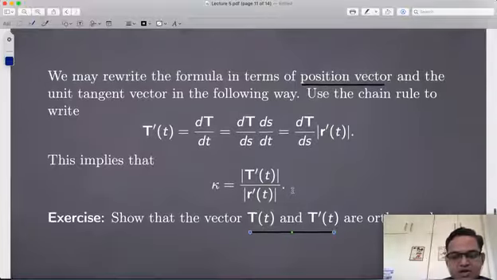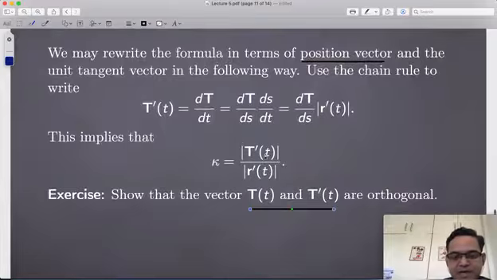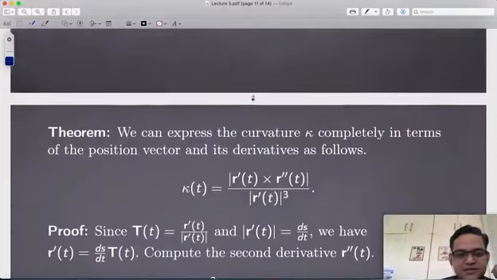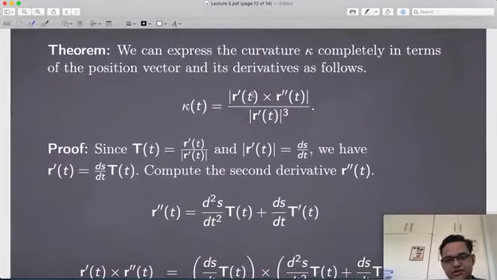Now we will try to write down this T prime also in terms of r. Let us see. So basically we further solve it. This has been called a theorem, and this says that the curvature at a point t can be computed using this formula.